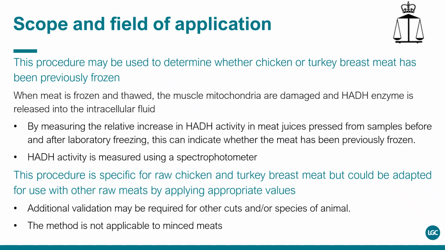The procedure being presented may be used to determine whether raw chicken or turkey breast meat has been previously frozen. When meat is frozen and then thawed, the muscle mitochondria, a type of intramuscular organelle, are damaged during the process, and the enzyme Hydroxyacyl-Coenzyme A dehydrogenase, or HADH, as it is commonly referred to, is released into the intracellular fluid. The relative increase in the amount of HADH found in the intracellular fluid before and after freezing may be indicative as to whether the meat has undergone freezing.